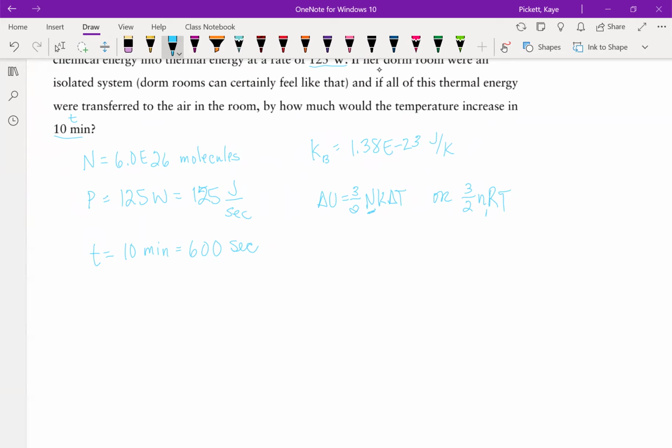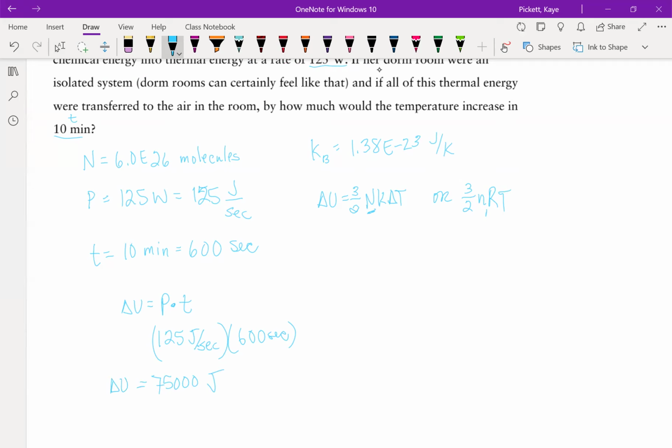And so let's find delta U first. Delta U is my power times time, which is 125 joules per second times 600 seconds. And that gives me 75,000 joules. There's my delta U.